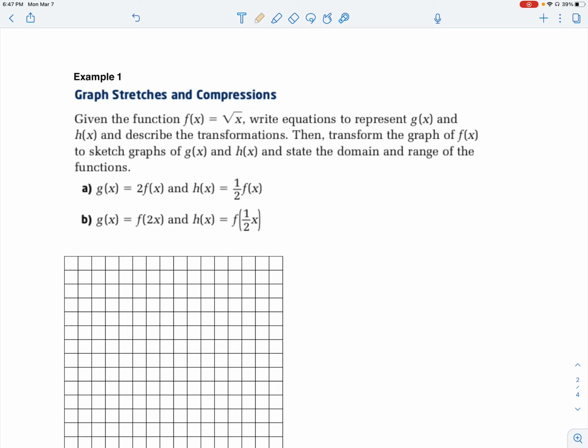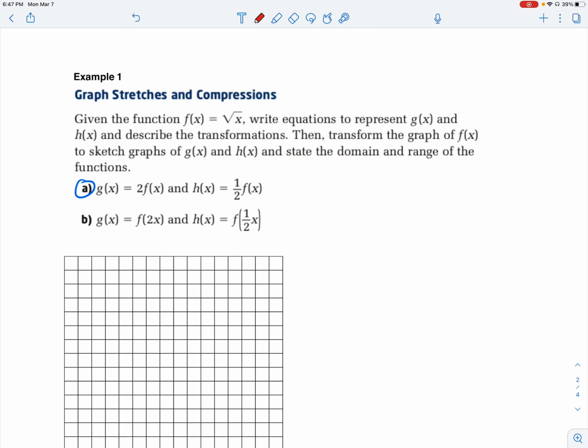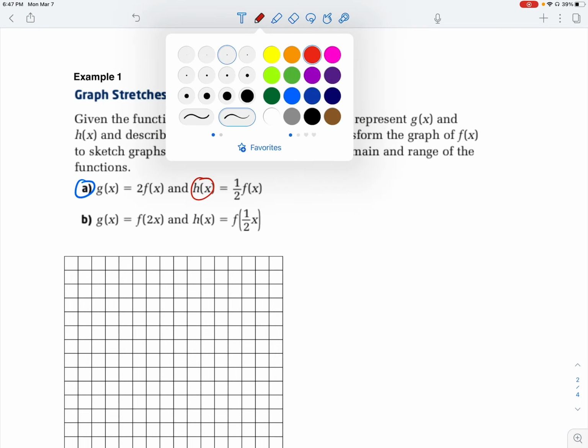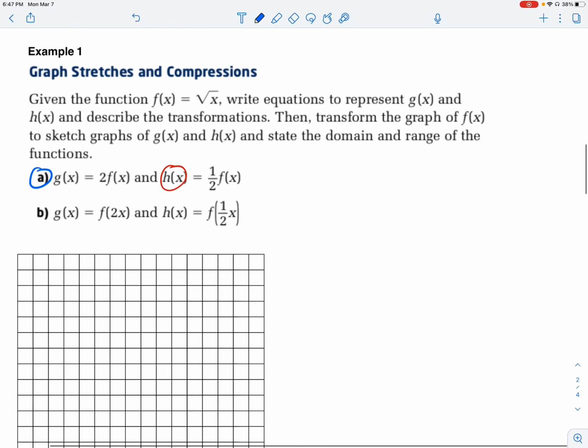Okay, let's begin. We'll do this one in blue, and then we'll do this one after in red. So there's not a lot of room on your paper, so just be a little bit careful to conserve space. So here we go with part A.